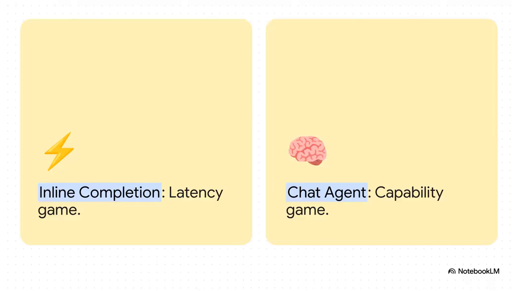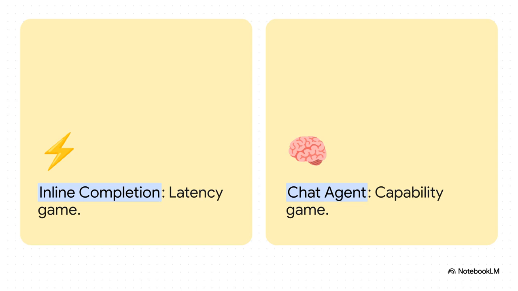Think about it like this. Inline completion is an ultra-fast latency game. We're talking a P95 latency of under 400 milliseconds. To hit that, you rely on small, highly distilled fill-in-the-middle, or FIM models. It has got to be lightning fast.